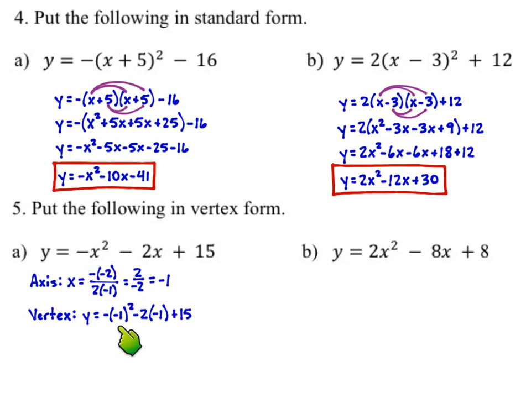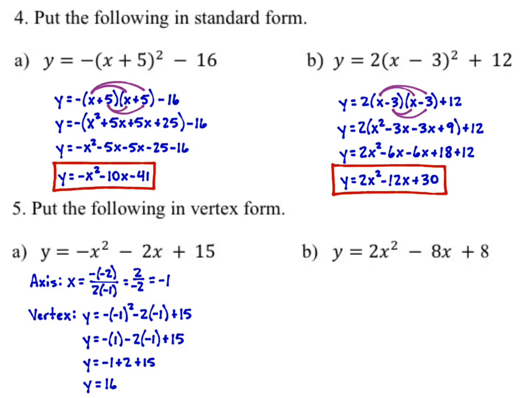Remember, the first thing we have to do here is the exponent, so it's negative 1 squared, not negative times negative 1, but negative 1 squared. So we get 1 there. Now we'll do our multiplication. So negative times 1, or negative 1 times 1 is negative 1, and then plus 2 plus 15. That simplifies to 16.